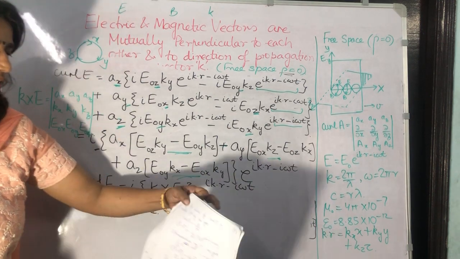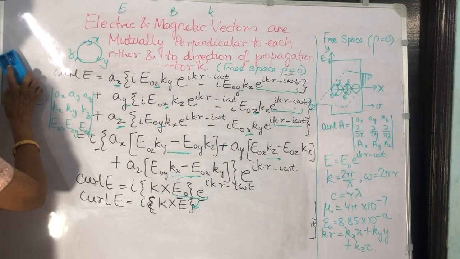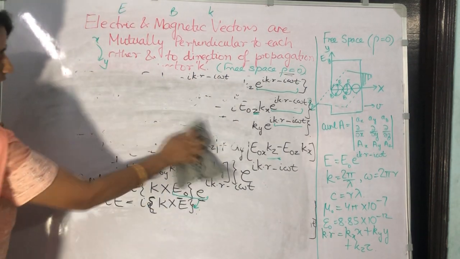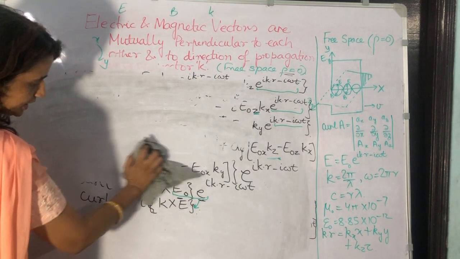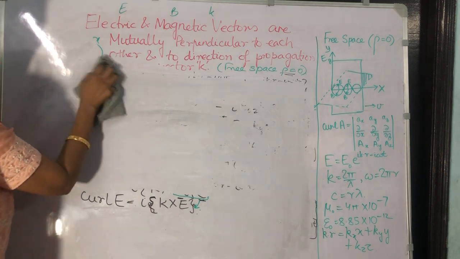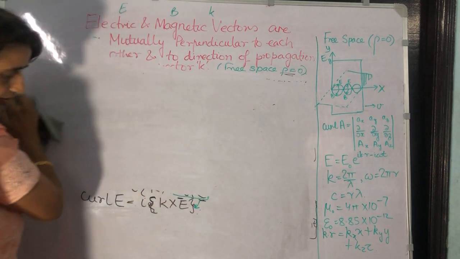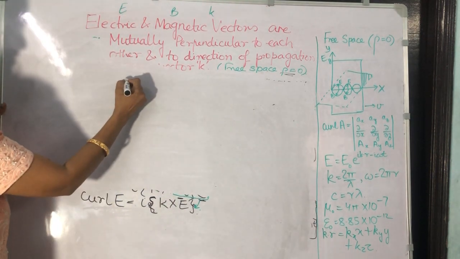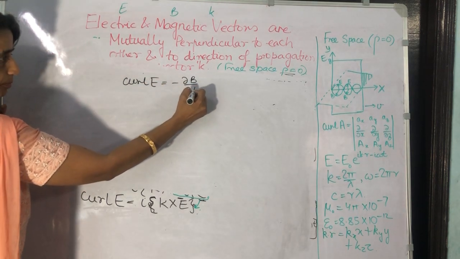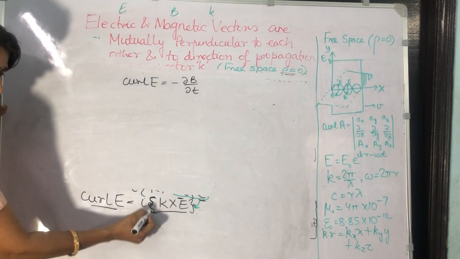Now I will put this value of curl E in Maxwell's third equation. Maxwell's third equation is Faraday's law of electromagnetic induction. So after putting it in Maxwell's third equation, I will get my answer very simply. See, curl E is equal to minus del B by del T. Curl E is I K cross E.